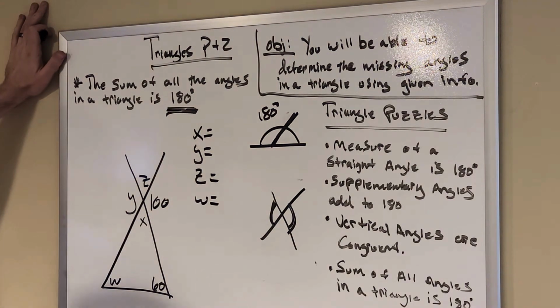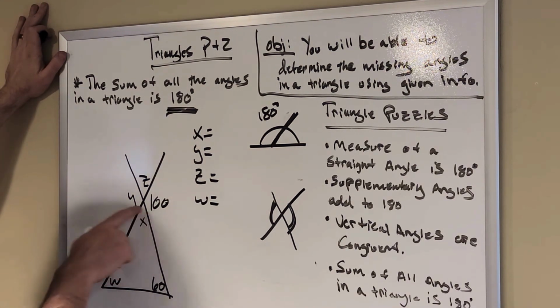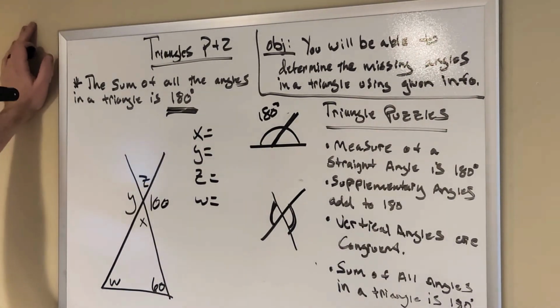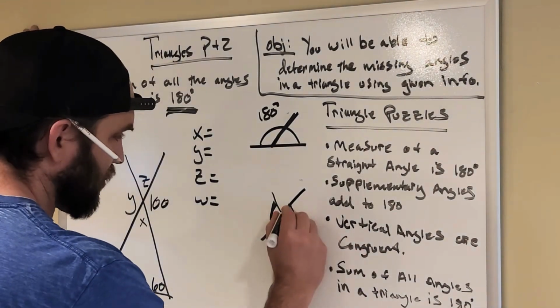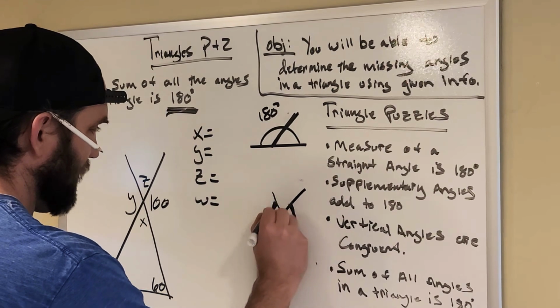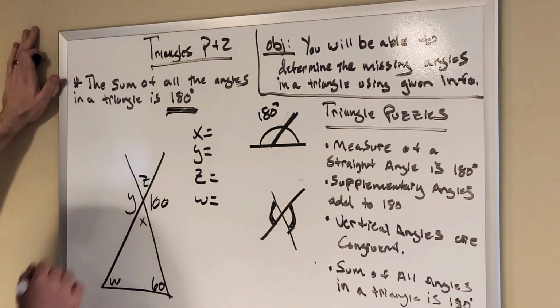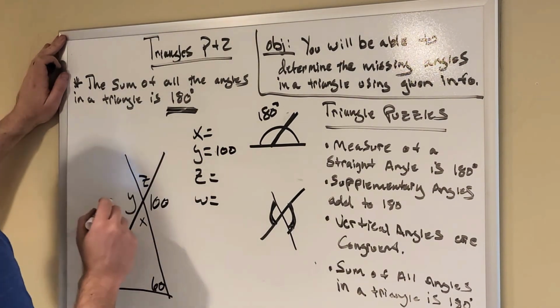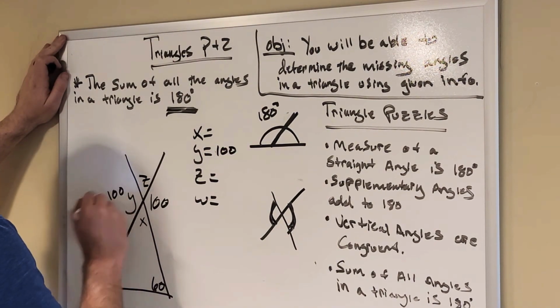All right. So let's start with Y. I can figure out Y right away because I know that vertical angles that are across from each other, this one here and that one here, this one here and that one there, are equal. So Y equals 100.